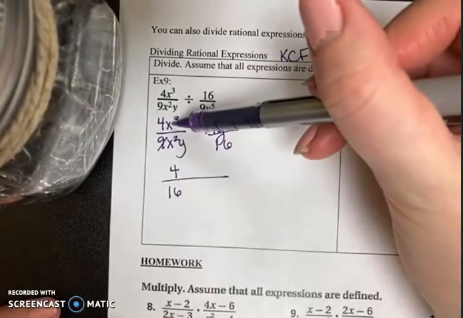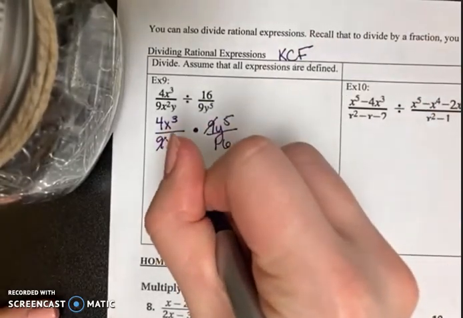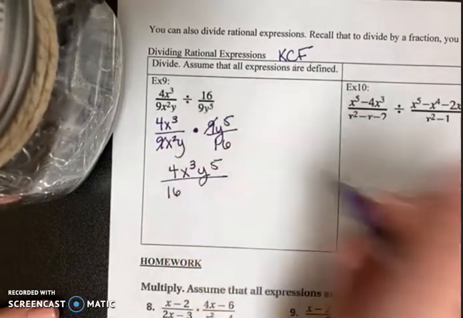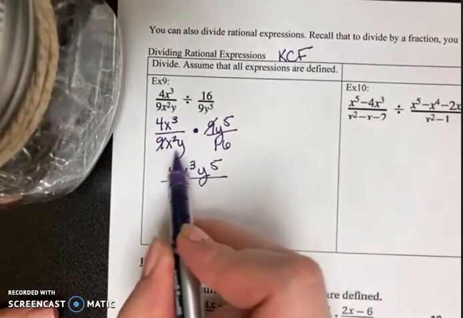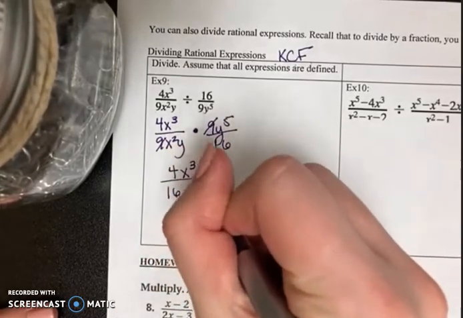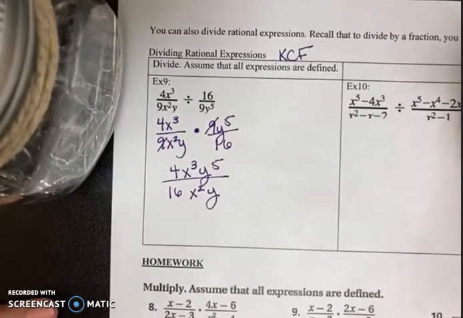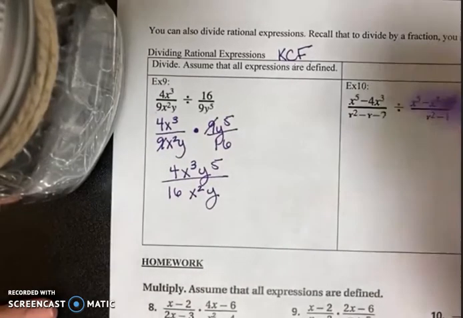And then multiplying the x cubed and the y to the 5th. I cannot condense them because they're different variables, so they just stay. Same thing here in the denominator. I have an x squared and a y. So they just stay the same. I can't condense that any further. And we're going to simplify using our properties of exponents.